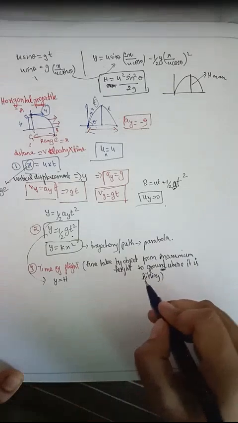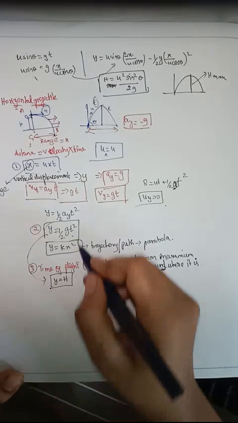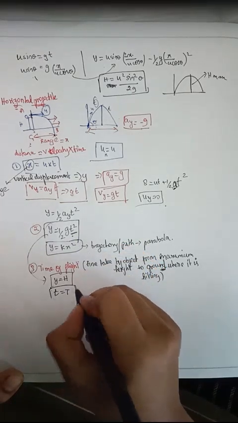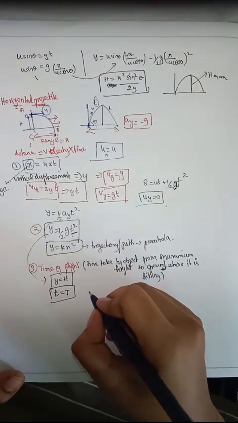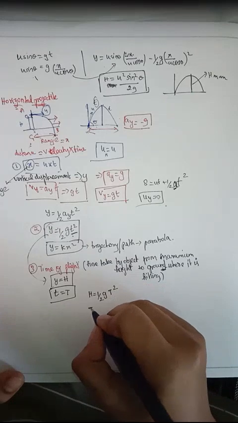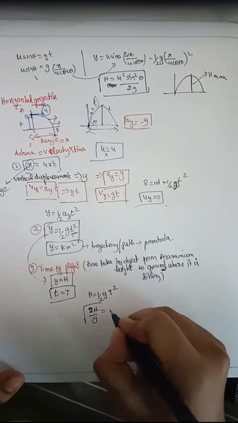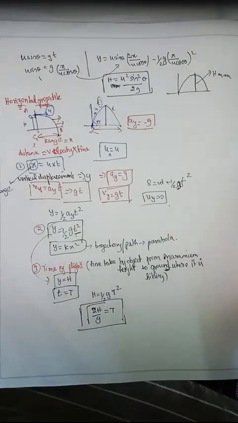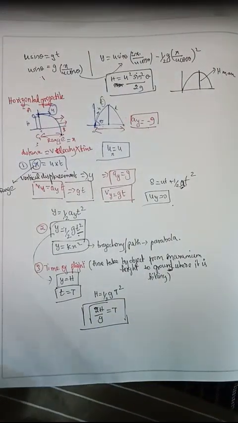Since the object is hitting the ground, we have to consider y equal to h, and t as the total time of flight. Capital T is nothing but the total time of flight, and g is the acceleration due to gravity. If you take this equation, h equal to 1 by 2 g t square, we get t equal to square root of 2h by g. This is the time of flight of a horizontal projectile. This is one equation, and now we have to calculate the range.